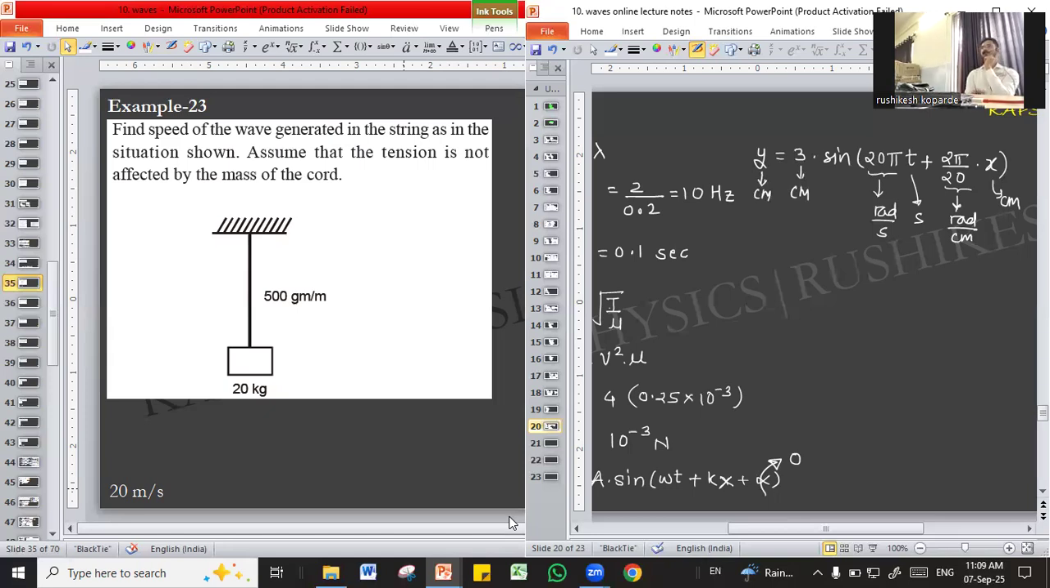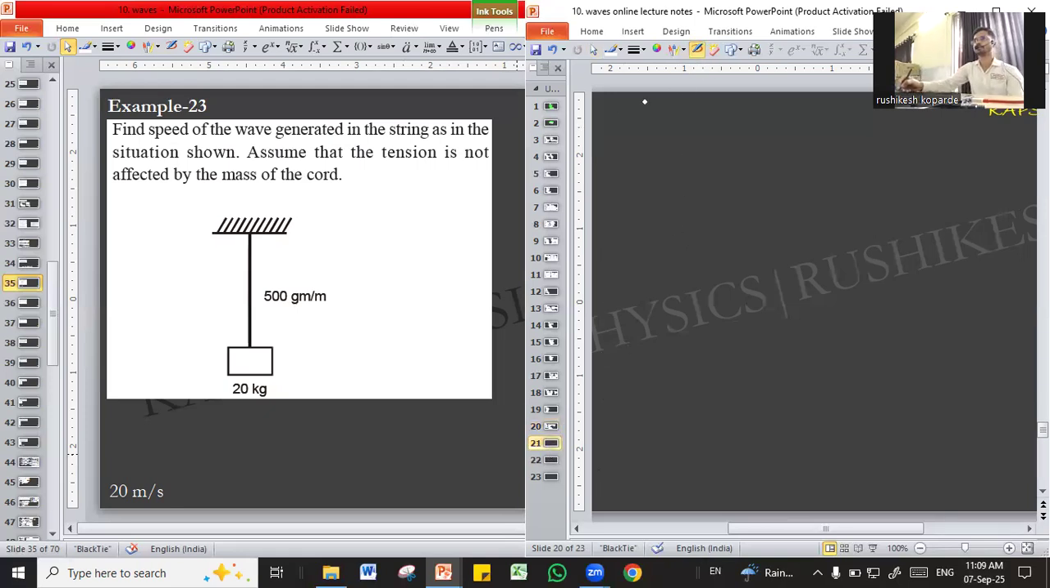Their answer is 20. Check whether you get 20 or not. So this is very simple situation. What is to be done to figure out the speed? What is your answer? 20. So V is equal to under root T by mu.